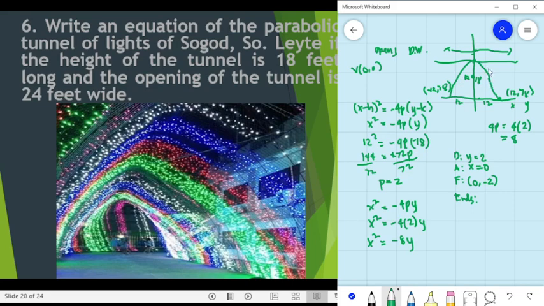So it should be 4, negative 2, and negative 4, negative 2. Okay, so that is your latus rectum.